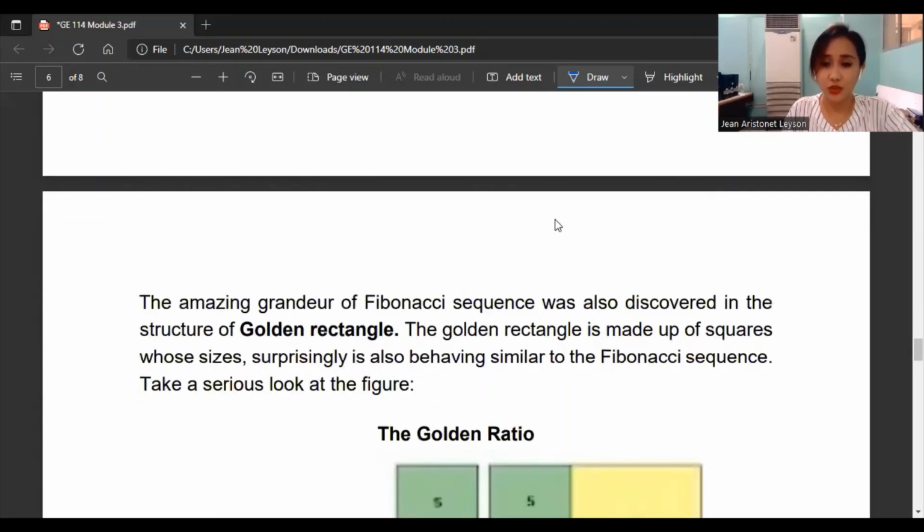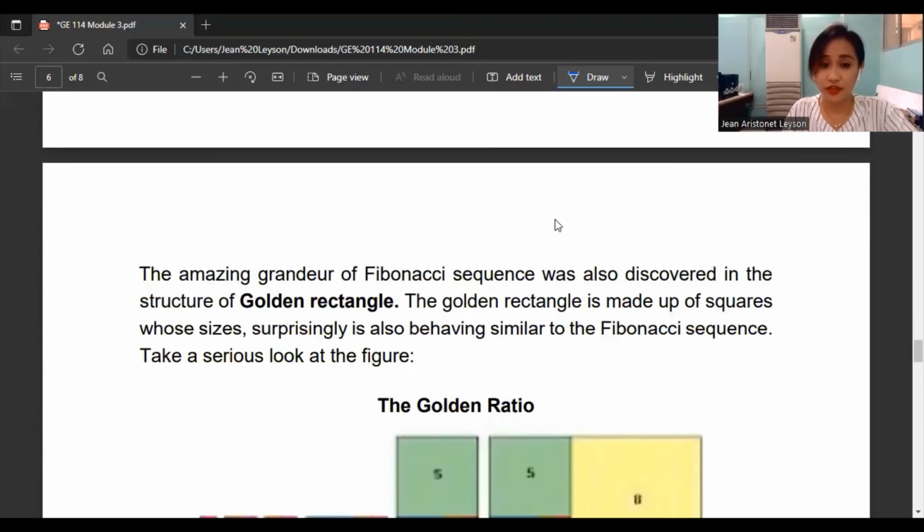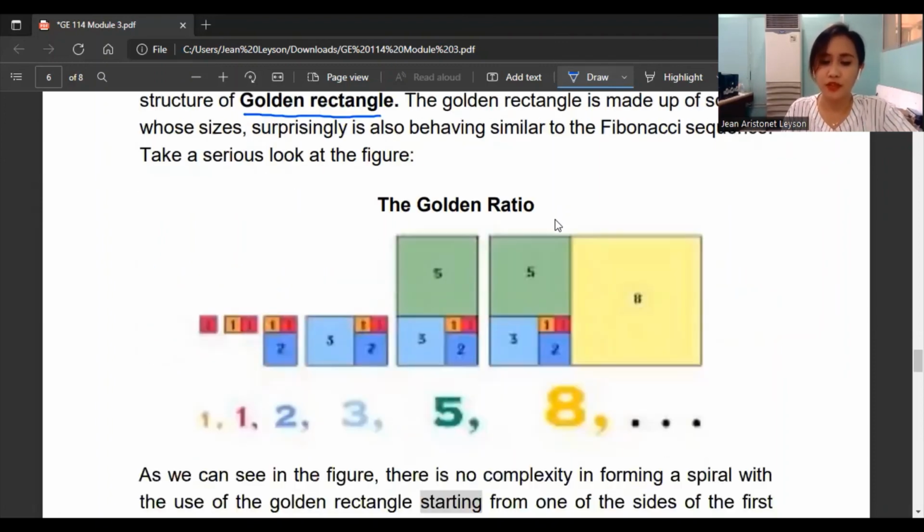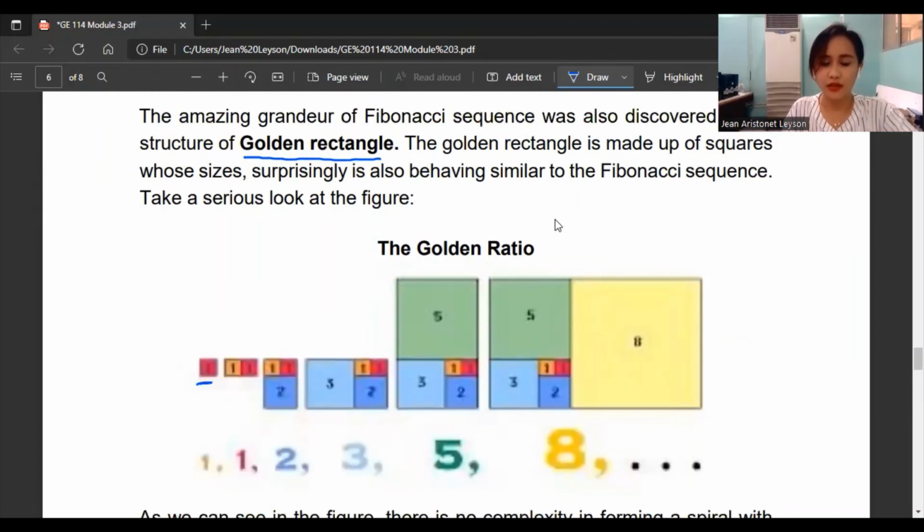So the amazing grandeur of the Fibonacci sequence was also discovered in the structure of the golden rectangle. The golden rectangle is made up of squares whose sizes, surprisingly, also behave similar to the Fibonacci sequence. So take a look at the figure below. So here we have one square, and adding those two squares together, we get a square with an area of 2. Then adding 1 and 2, that gives us 3. Adding 3 and 2, that gives us 5. Adding 3 and 5, that gives us 8, and so on.